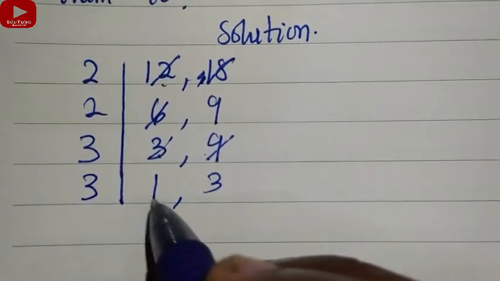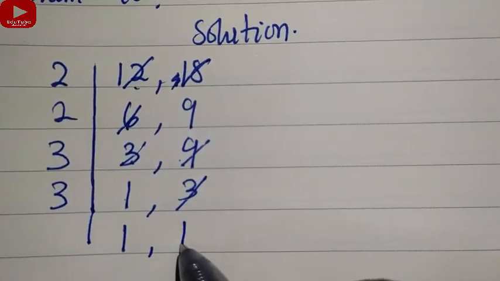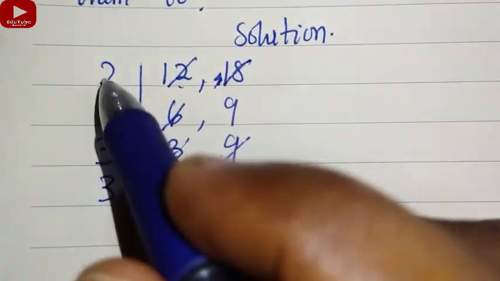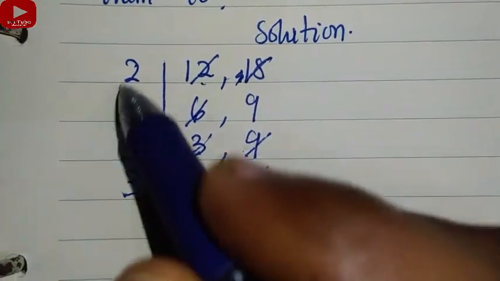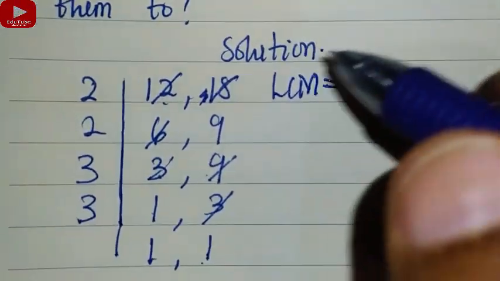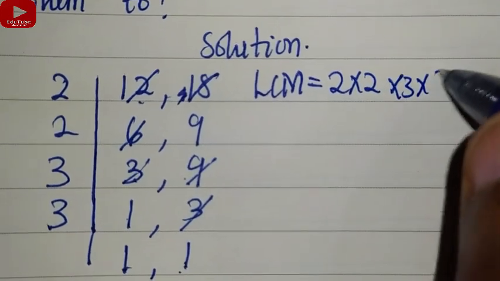3 can still go again. So 3 in 1, I will have 1. And then 3 in 3, I will have 1. So now that I've arrived at 1 for the two numbers, I'm now going to multiply the prime factors together, which is 2. So my LCM is equal to 2 times 2 times 3 times 3.